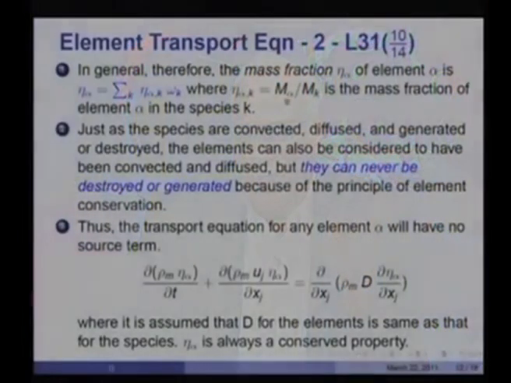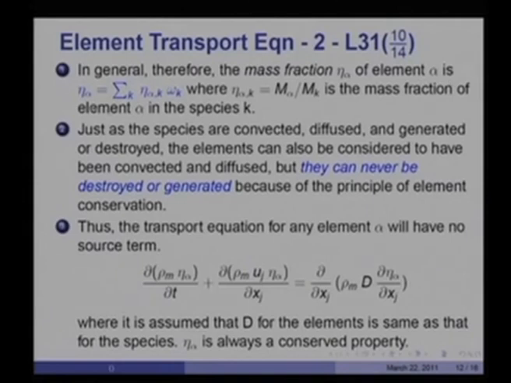And therefore, in general, for the mass fraction, I have simply generalized what I said on the previous slide: eta alpha, the mass fraction of element alpha, is the mass fraction of element alpha in species K. So, n alpha k omega k, and n alpha k is simply the molecular weight of the element alpha divided by the molecular weight of the species.